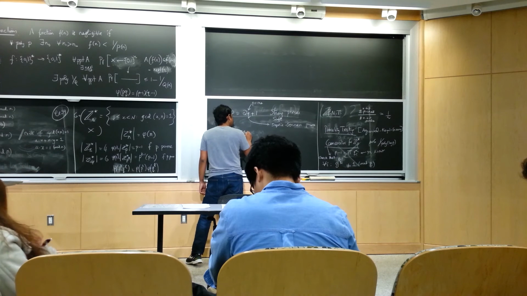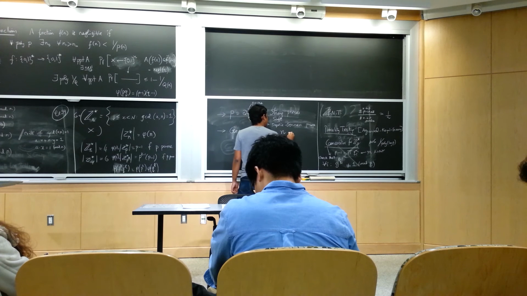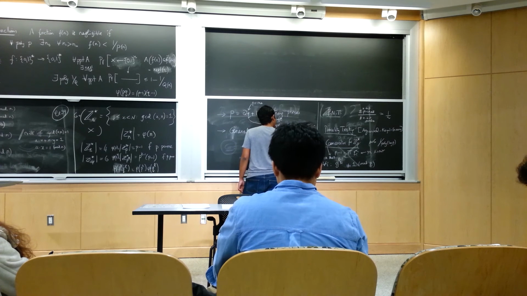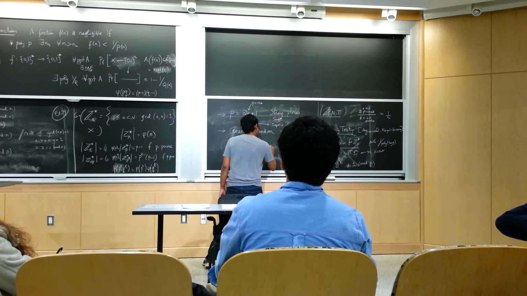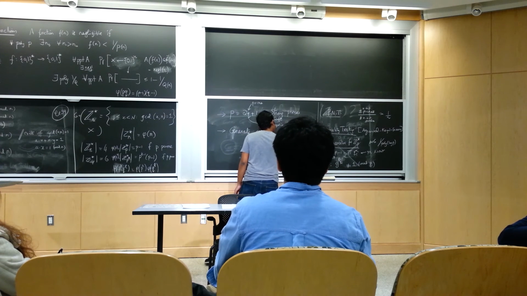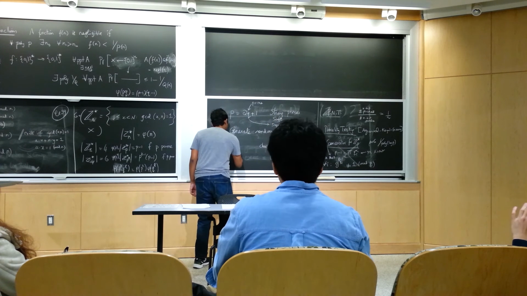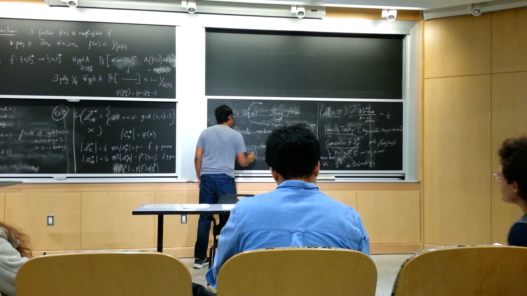Generate a random number n together with its factorization. Check if n plus 1 is prime. If yes, we're done, otherwise go to step 1. So this is an algorithm of Adam Kalai.